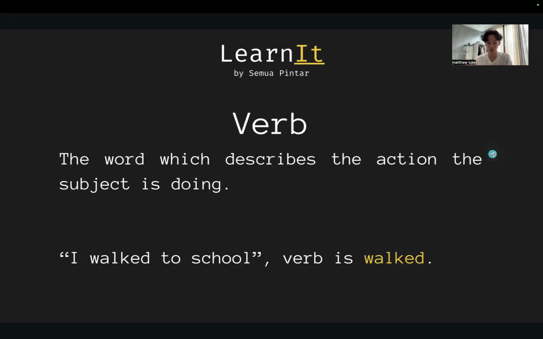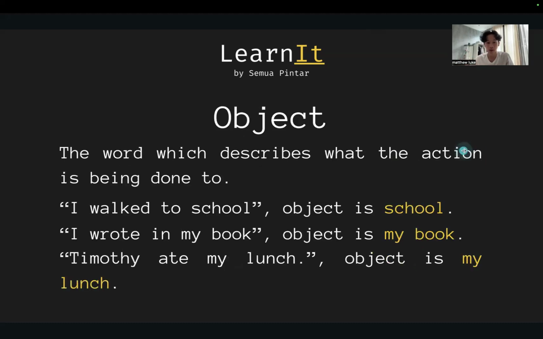Now, moving on is the verb. The verb is the word which describes the action the subject is doing. So, going back to the previous example, I walk to school. The verb is walk, as now we're trying to describe what is I doing? What am I doing? And then for that, we need to use a verb, which is walk. So I walk to school. So now we know that I is walking, right?